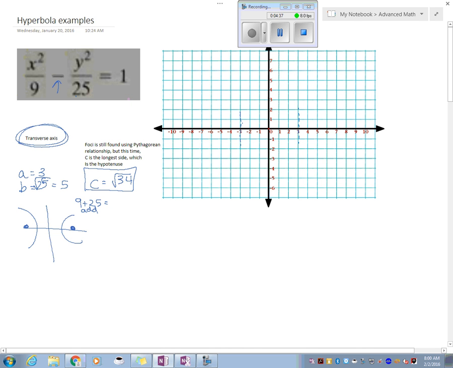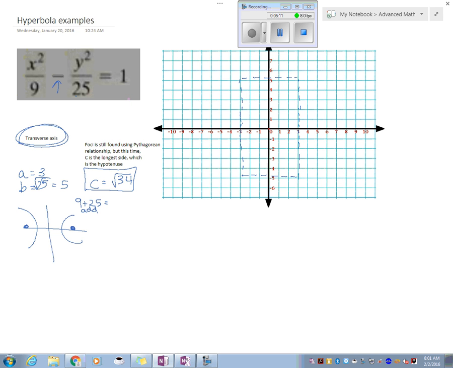So A was 3, so from the center we counted left 3 and right 3, and B is 5, so we're going to go up 5 and down 5. So now what happens is we have created this rectangle. Do you see the rectangle? And so what happens now is you must make asymptotes using this rectangle.